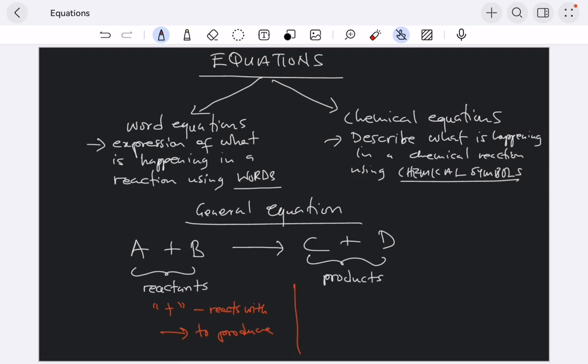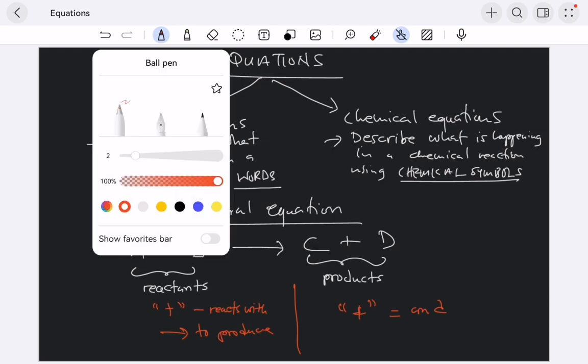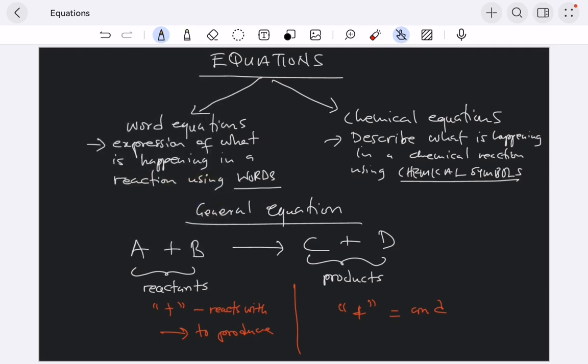Then on the product side, the positive in this case means and. So if I'm going to make an interpretation of what is happening here, I can simply say A reacts with B to produce C and D. That is the interpretation of what is happening here.